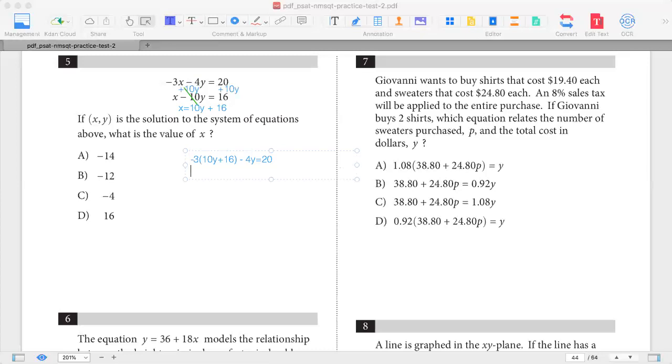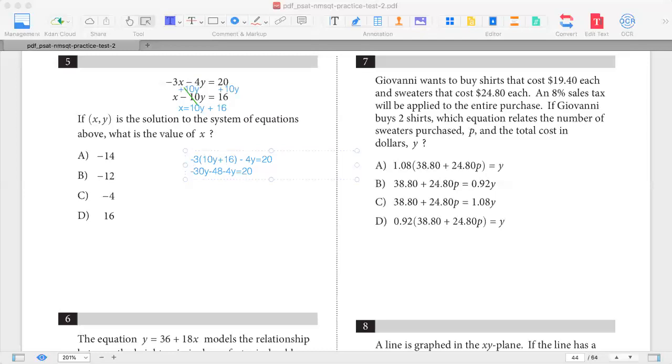Okay. Then I'm going to multiply negative 3 by 10y. So negative 3 multiplied by 10y will be negative 30y, plus negative 3 multiplied by 16, which will be 48. But I have a negative sign, so it will be negative 48, minus 4y is equal to 20.